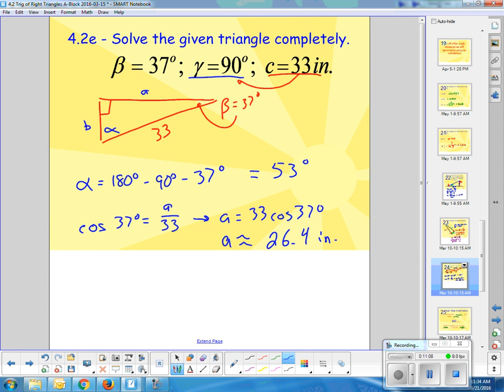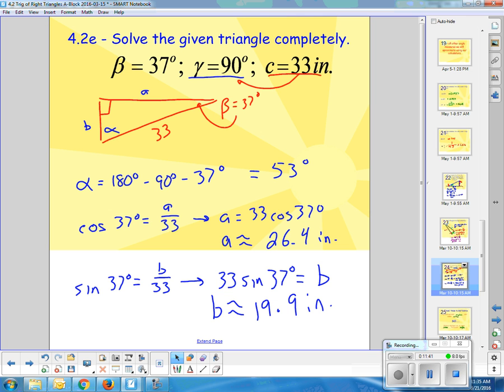And then I have one last solution to get. Sine of 37 degrees equals B over 33. B is the side opposite, and the sine function is defined as opposite over hypotenuse. Quick bit of algebra, 33 sine of 37 degrees equals B. B is approximately, so that's 33 sine 37 degrees, well, I put it in the calculator, 19.9 inches. So hopefully you got those, even if you might have used cosine or sine differently and your alphas and betas differently than I did.